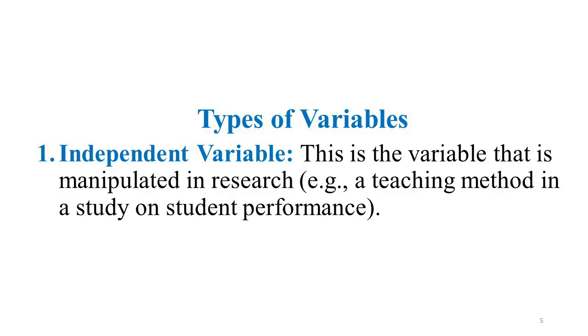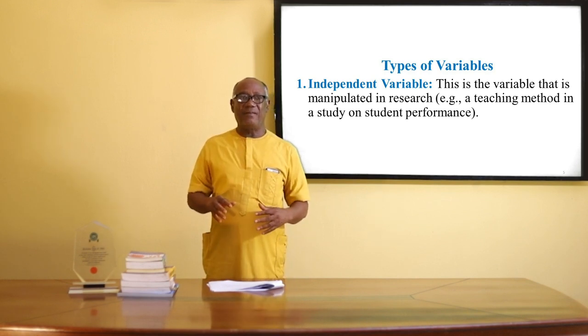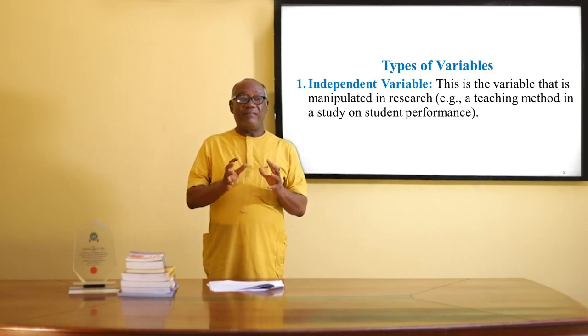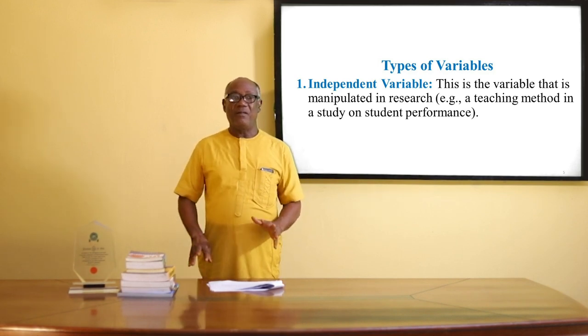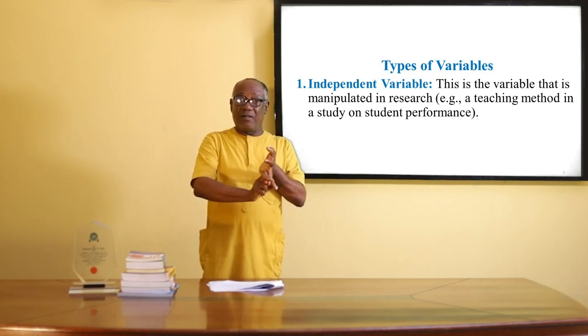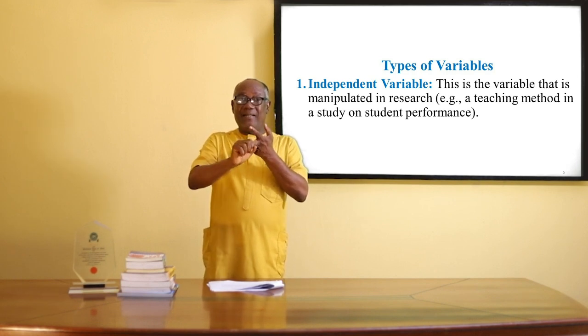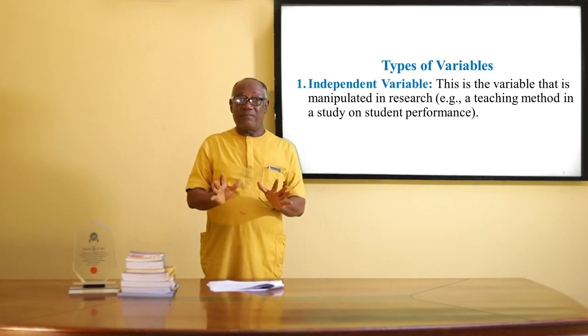Now, the independent variable in research is the variable that is manipulated. For those of you who are in science, let's use the example of soil. Soil is a variable. It can be manipulated by presenting soil in two different forms or more. You can have loamy soil, you can have sandy soil, you can have clay soil. These are the various types or variables concerning soil.